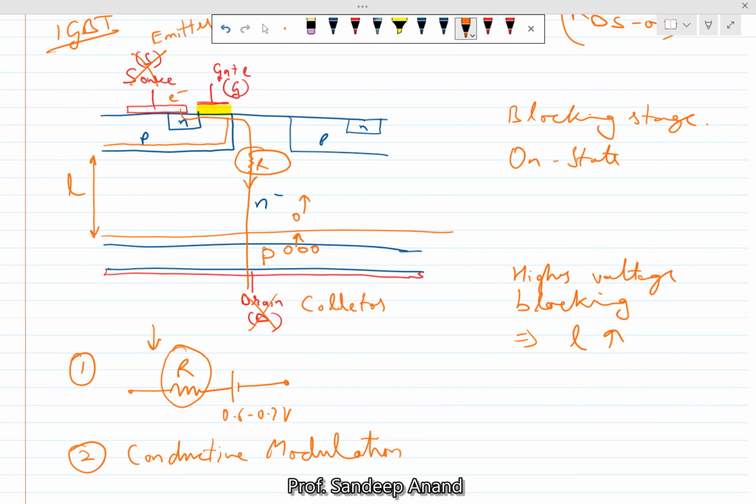Earlier you may remember that in the MOSFET you have an N region. So this N region will not lead to injection of holes, but this P region now leads to injection of holes, right? And that is also the reason why IGBT is called a minority carrier device.